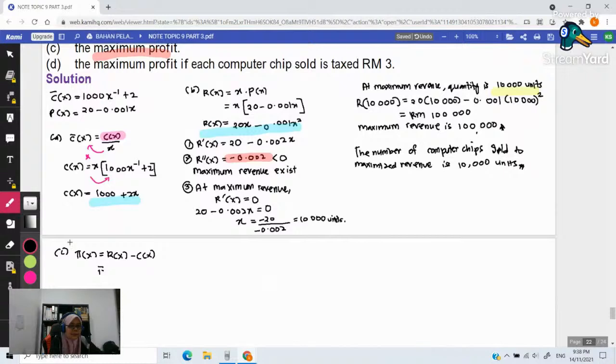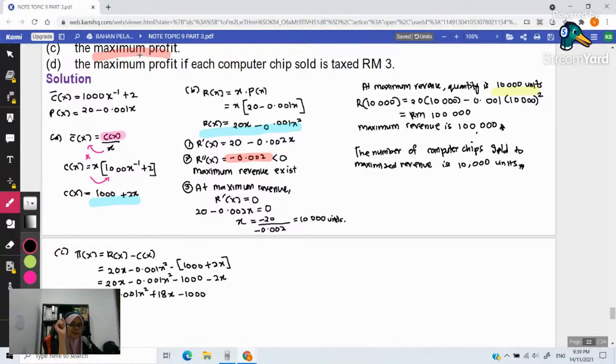I scroll down and write the revenue function again. Revenue equals 20x minus 0.001x squared, minus, we put a bracket, the cost function, 1000 plus 2x. Now I open the bracket, multiplying by negative: negative 1000 minus 2x. Arranging by decreasing power: negative 0.001x squared, 20x minus 2x is positive 18x, minus 1000.